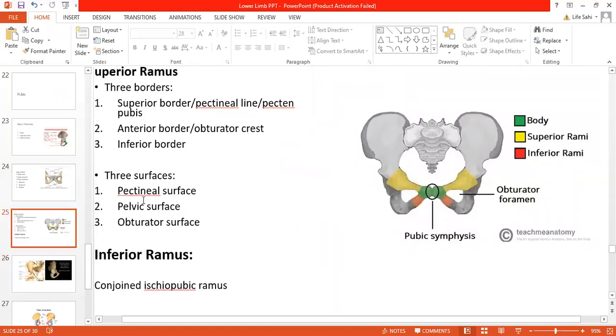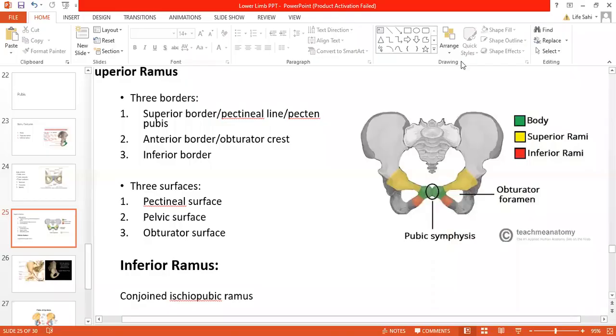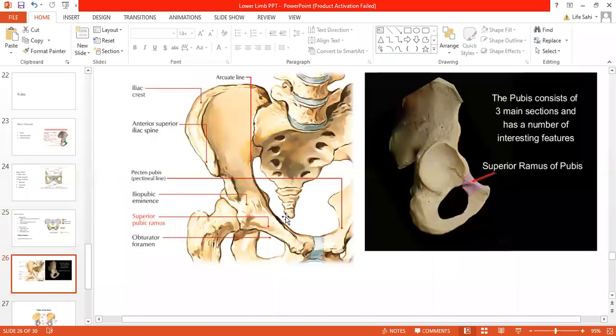The superior ramus has three surfaces: pectineal surface, pelvic surface, and obturator surface. Pectineal surface of the superior ramus is the one that lies between the superior border and the anterior border, also called obturator crest. So this surface is the pectineal surface.